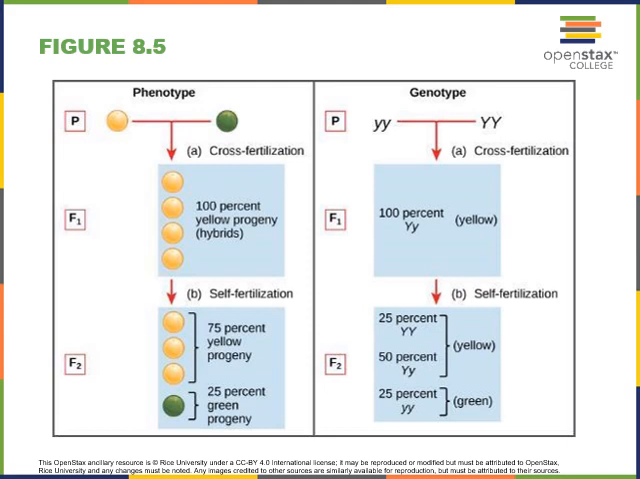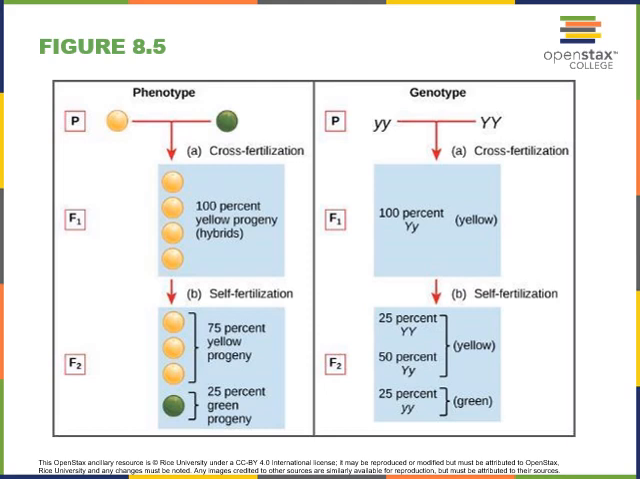Another example of a characteristic that Mendel studied is the color of the seeds from pea plants. We can see here in the illustration there are yellow and green traits for seed color. And when Mendel bred the yellow and green true breeding pea plants together, all of the offspring had yellow seeds. Then when he allowed the yellow seed F1 generation to self-fertilize, the green seed trait reappeared in the F2 generation in approximately 25%.